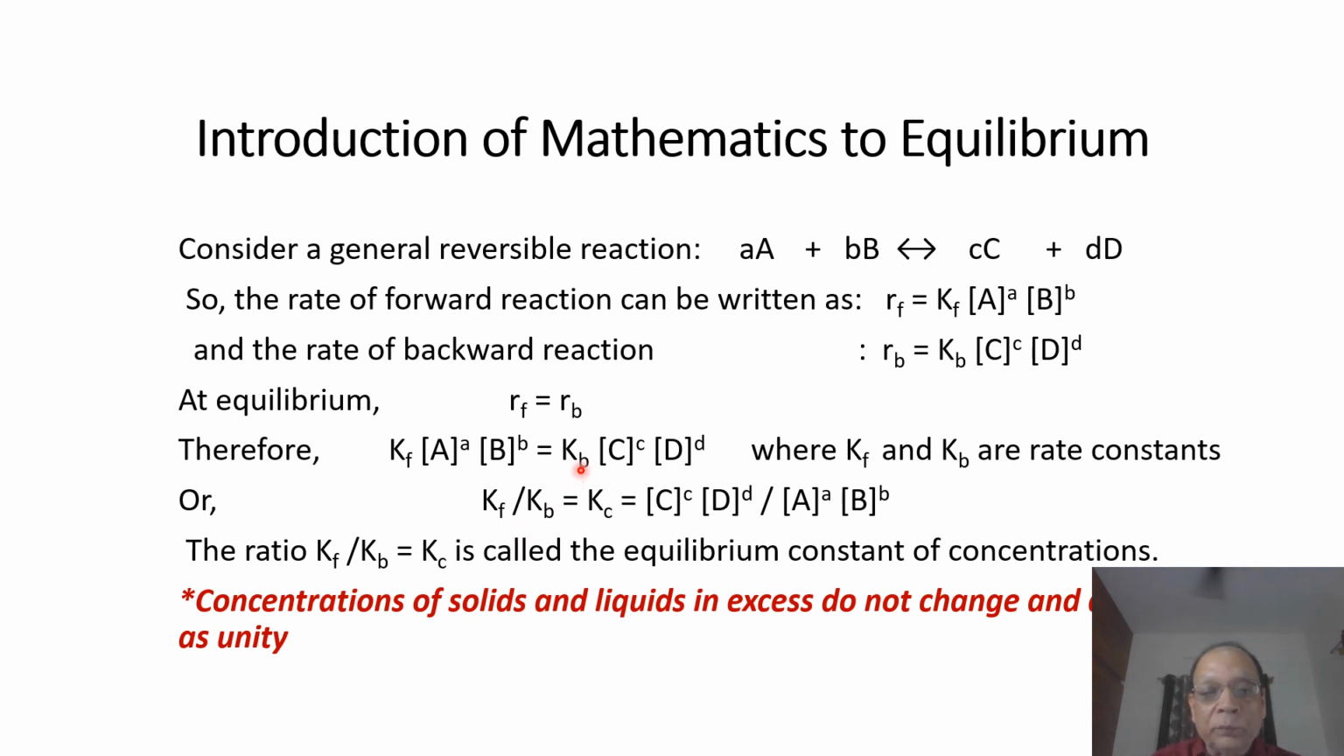Or, by transposing, if Kb is brought under Kf, then this part will go under this. So the ratio Kf by Kb is called Kc, and this is read as the equilibrium constant of concentrations. So it is C raised to the power c into D raised to the power d divided by A raised to the power a and B raised to the power b. So this is the numerator and this is the denominator.